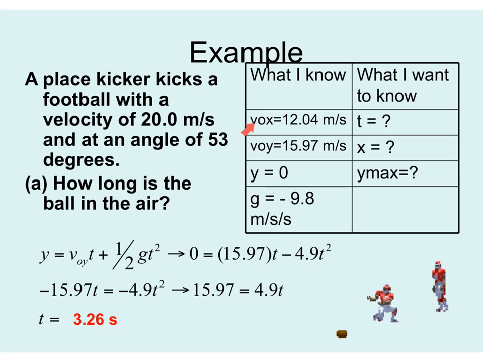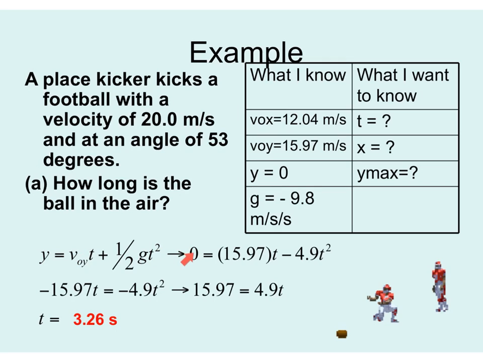We have our horizontal velocity is 12.04 meters per second. We have our vertical velocity is 15.97 meters per second. We can now go about solving how long the ball was in the air. To do this, we'll calculate our time as being, we have our vertical velocity times time plus 1/2 gravity times time squared.